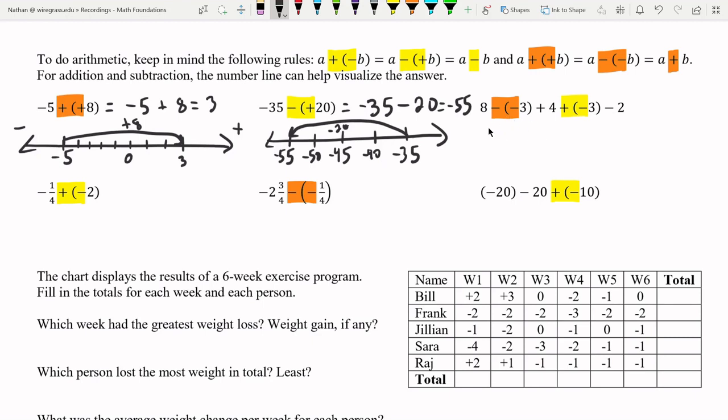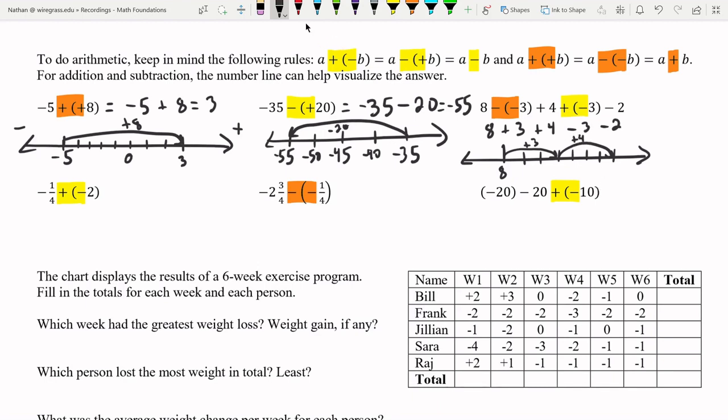For this one here, we're going to have 8 plus 3 plus 4, this becomes a -3, and then finally -2. So there's multiple jumps that we have to go here. We're going to do it like this, and I'm going to draw it like here. We're going to start at 8. Then we're going to go up 3 units: 1, 2, 3. That's plus 3. Then we're going to go up 4 more: 1, 2, 3, 4.